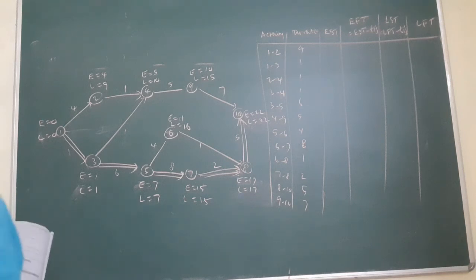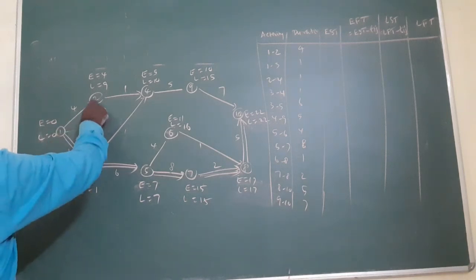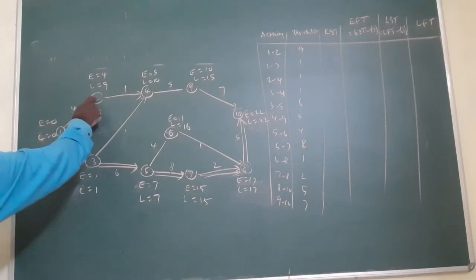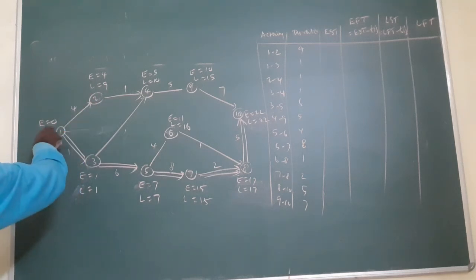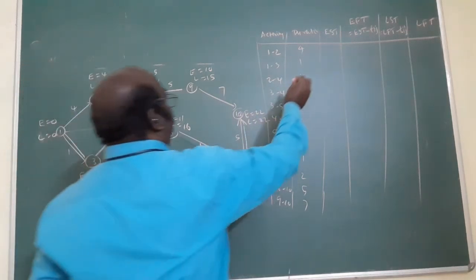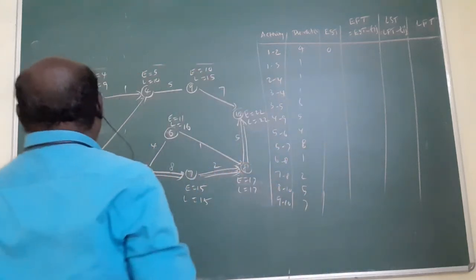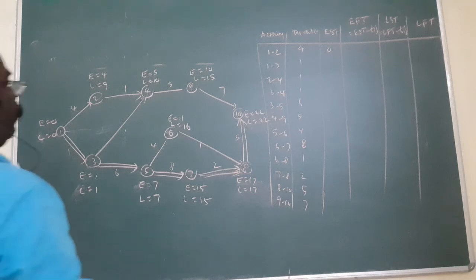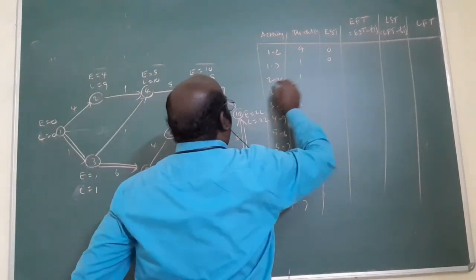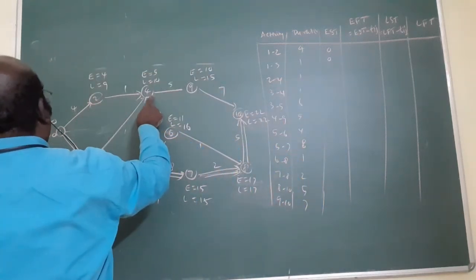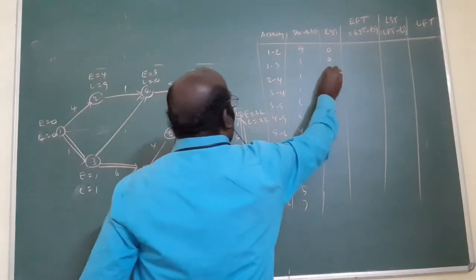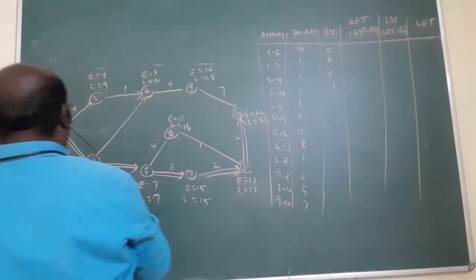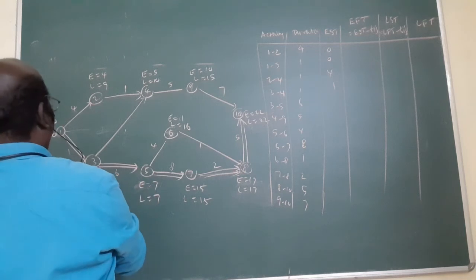EST means E, actually for 1 to 2, E is 4. Am I right? The first one is what? 1 to 2, EST is 0. Next, 1 to 3, this also 0. Am I right? 2 to 4, the E is what? 4. 3 to 4, E is 1. 3 to 5, am I right?